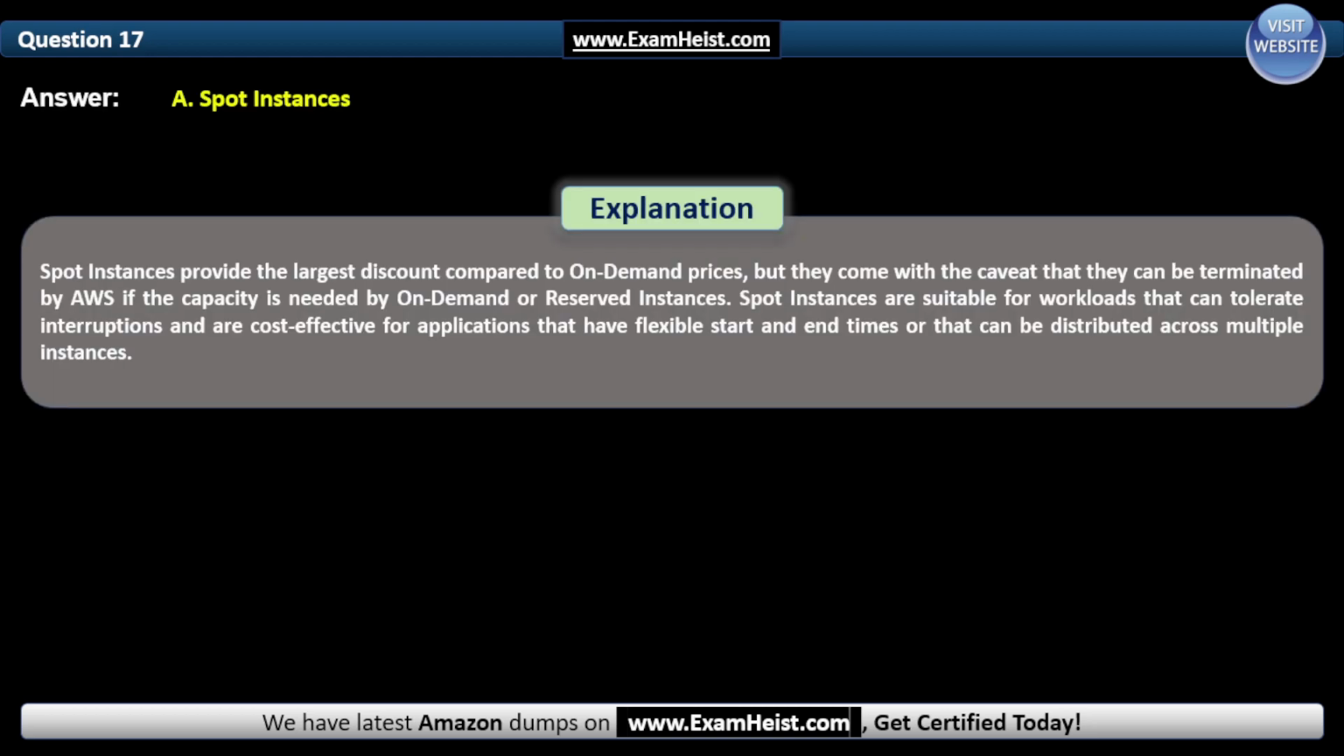Spot instances provide the largest discount compared to on demand prices, but they come with the caveat that they can be terminated by AWS if the capacity is needed by on demand or reserved instances. Spot instances are suitable for workloads that can tolerate interruptions and are cost effective for applications that have flexible start and end times or that can be distributed across multiple instances.